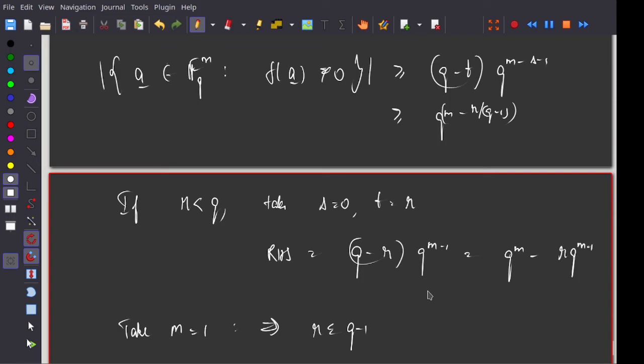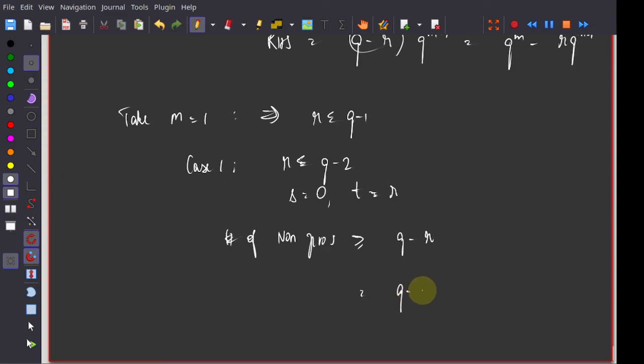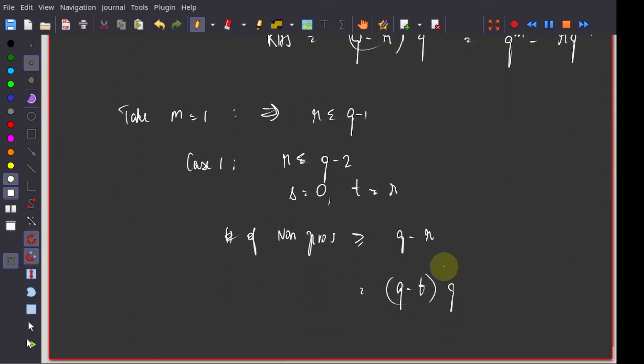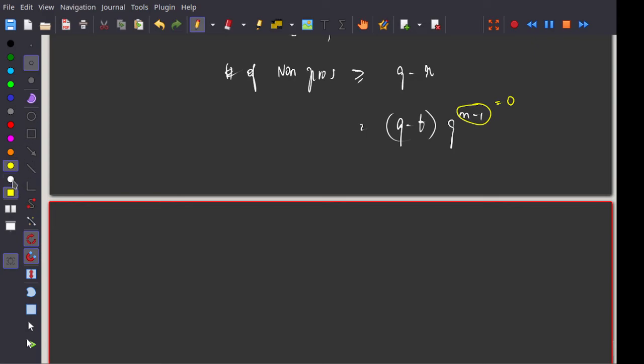So q minus t times q raised to s equal to 0. So do you agree? I'm just using the fact that the number of zeros of the polynomial is at most r. Right? So the number of points for which it is non-zero is q minus r. And I'm just rewriting it using t and s, nothing else. Okay. Again, case 2, the same statement is true.